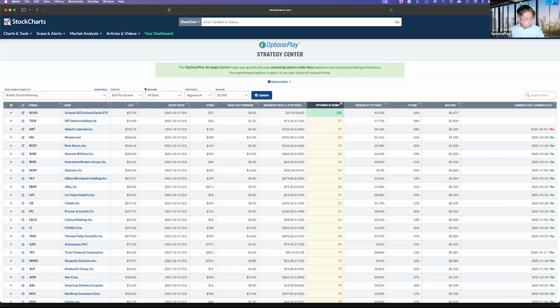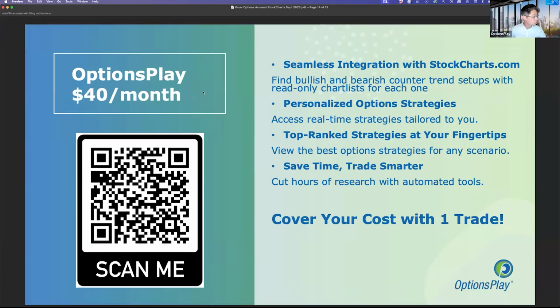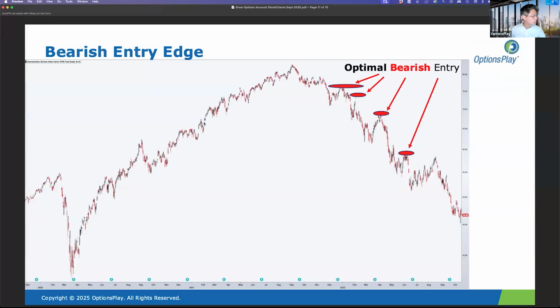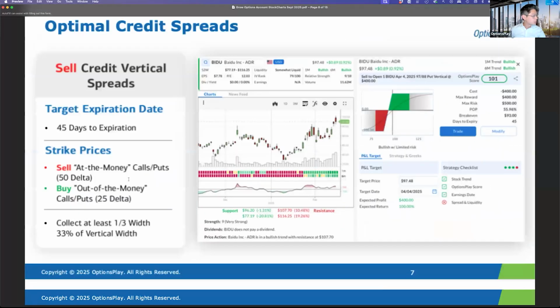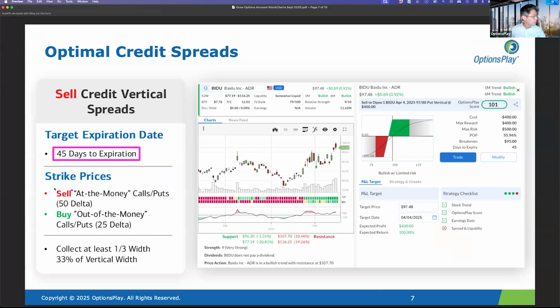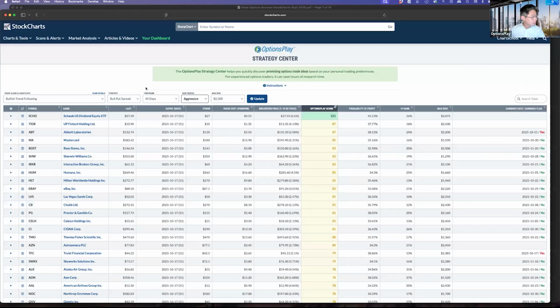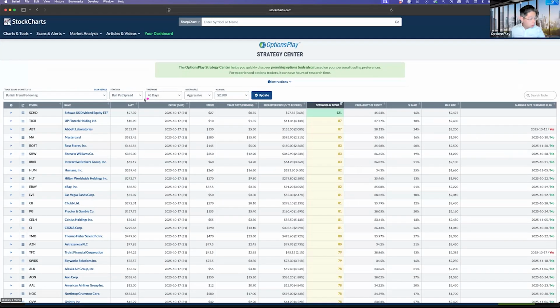And as you can see, it's going to automatically populate for you the time frame and the risk profile. And those are the defaults that I was showing you before, right? So in this example, the optimal credit spread is going out 45 days, and selling the at the money and buying the 25 delta call or put against it. That is going to be the default settings when you select a bull put spread or a bear call spread. A bear call spread is just the bearish credit spread. A bull put spread is the bullish credit spread.